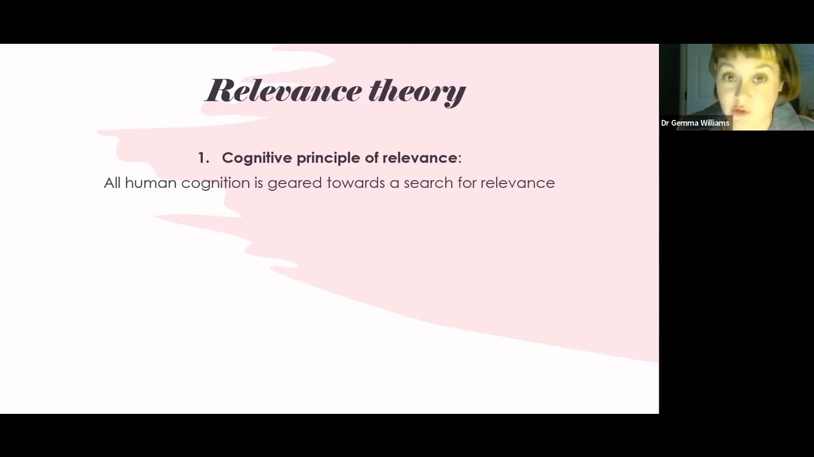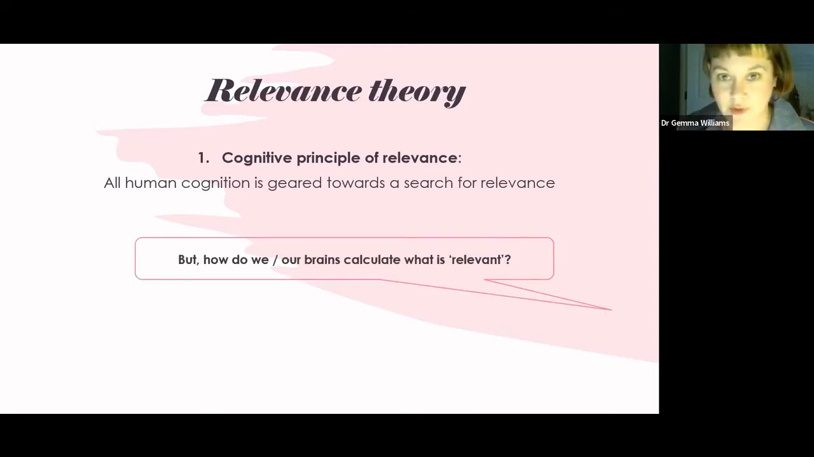So the first principle of relevance theory is the cognitive principle of relevance. And this says that in a world full of information and with limited processing power, because we've all got limited ability to process with our brains, all human cognition has evolved to be geared towards a search for relevance. So basically picking out the most useful information in any given moment. And this is a claim that's backed up by cognitive science as well, so we can take this as fairly reliable. So you might be wondering, how do we calculate what's relevant? How do we make that decision?